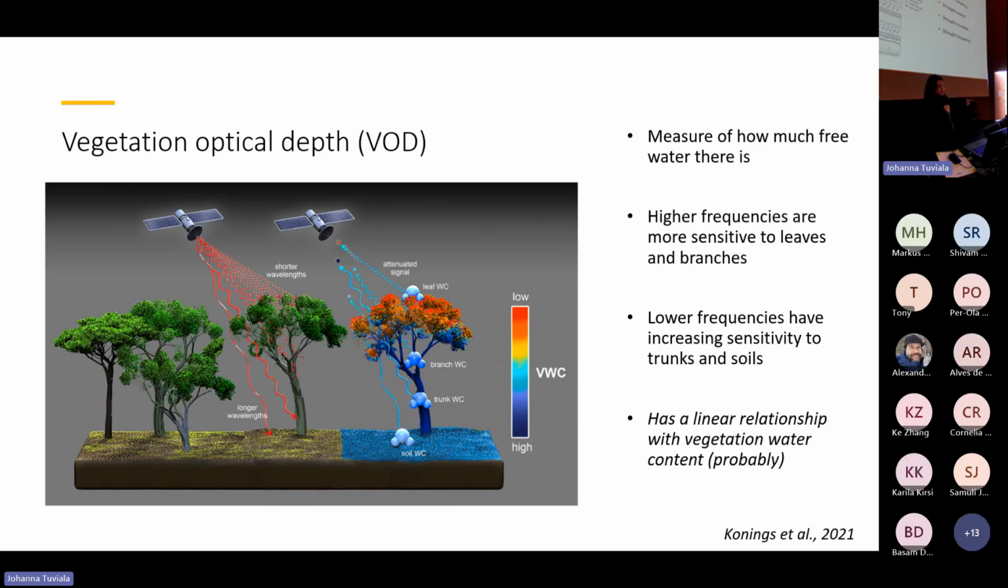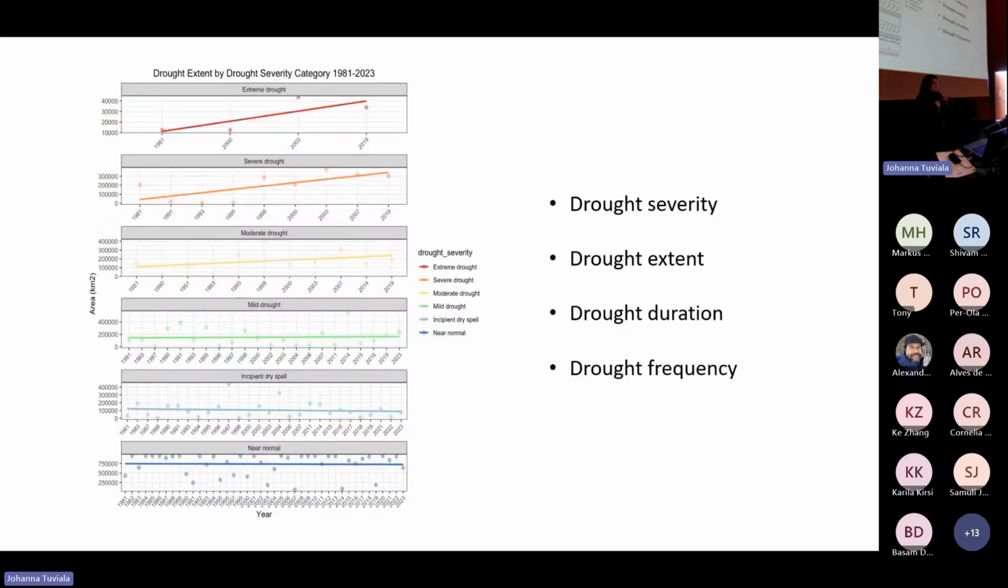Oh, sorry. And this is also drought extent. So this isn't just the severity now. So this is the increase. So sorry, the extreme, severe, and moderate drought are increasing, like the extent in Finland during this time.